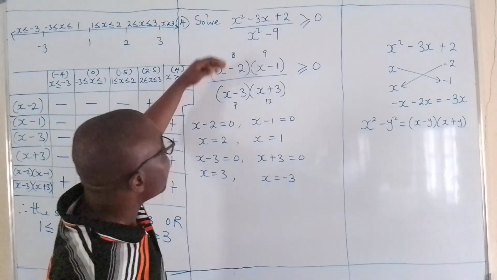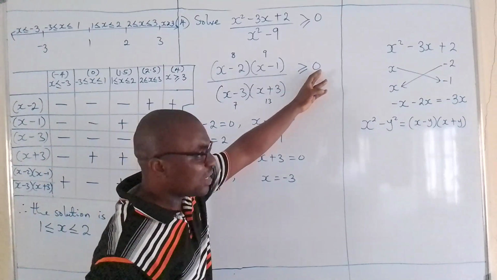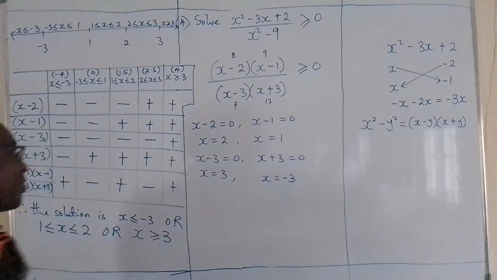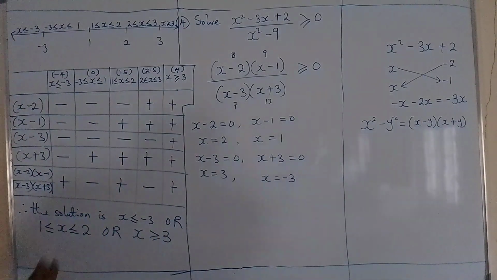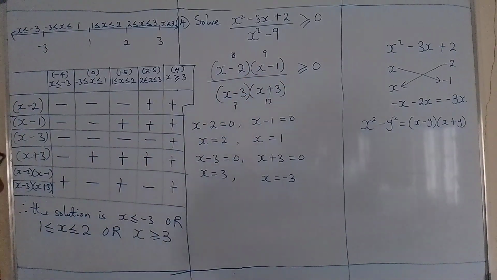So positive divided by positive must give you positive, which means greater than 0, because any number greater than 0 is positive. If you also consider the other ranges, any of them you consider, the statement must be true. So that's the meaning of the answers that we are having there.